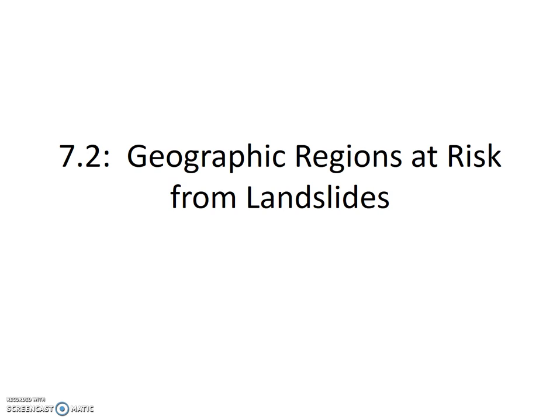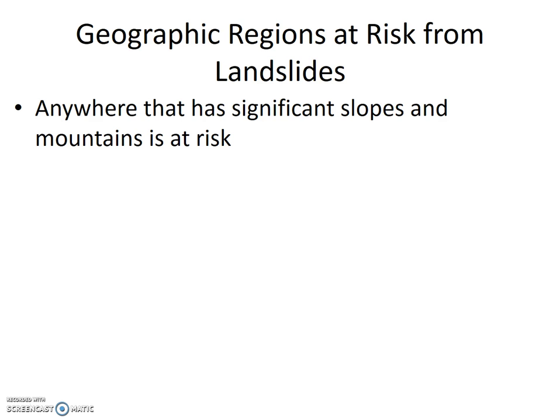7.2. Geographic regions at risk from landslides. It shouldn't surprise you that anywhere that has significant slopes and mountains is at risk. Most places have some local significant slopes, even if in general the area is fairly flat, which means most areas are at risk.